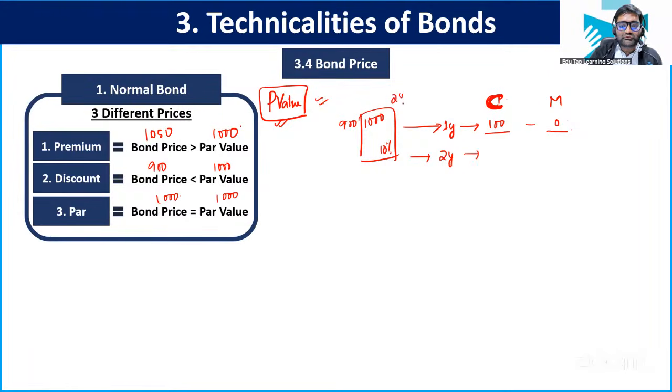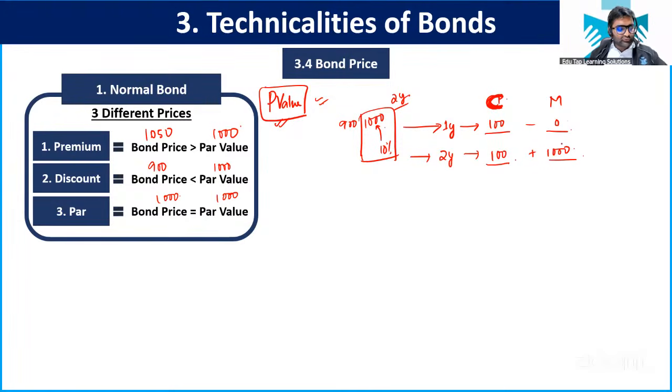Because the tenure is 2 years, the coupon payment will come. How much will it be? 10% of 1000 is 100. Are we going to get the maturity amount also? Yes, we'll get the maturity amount also, 1000.